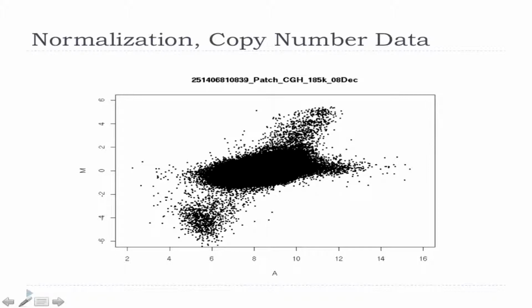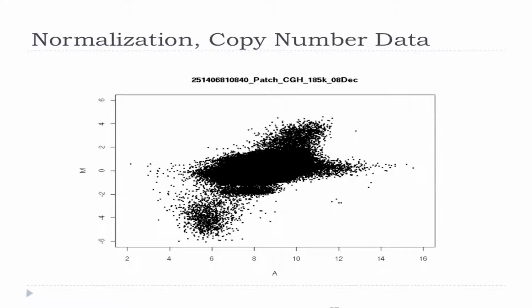So this is a really good example of a situation where if you apply gene expression normalization methods, you'll essentially remove a large chunk of your signal. Another example, this one you can actually see two different populations of loss, which probably represent heterozygous and homozygous loss.